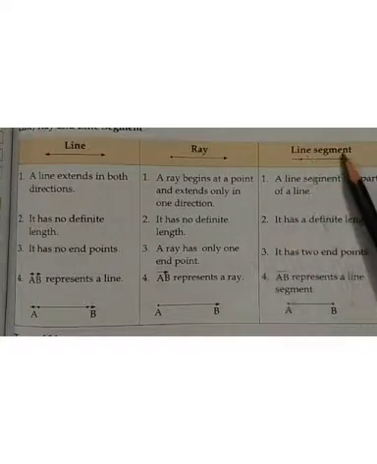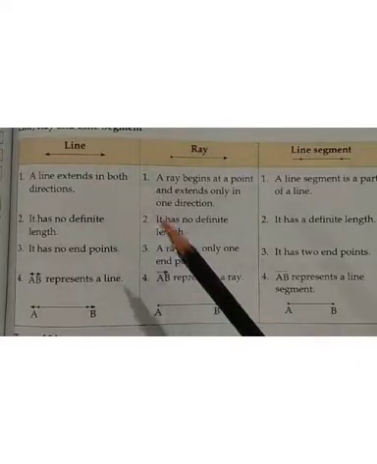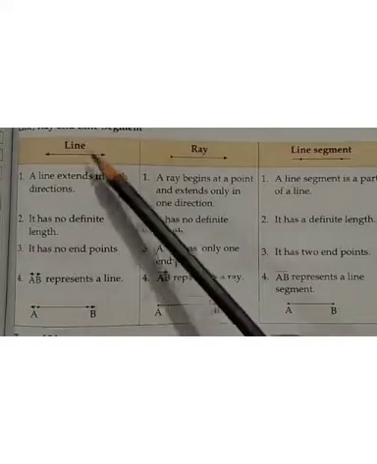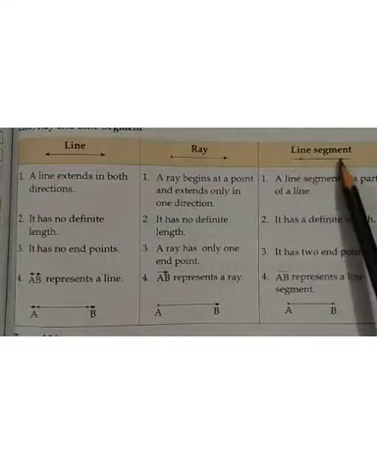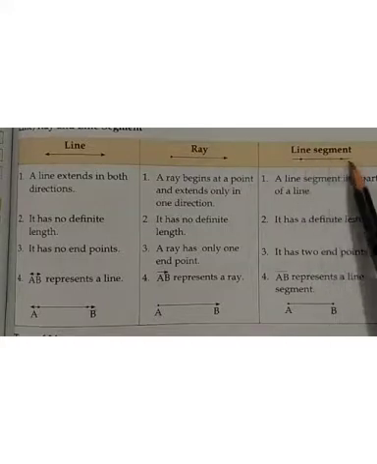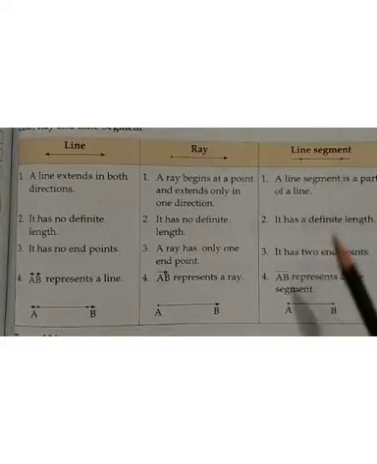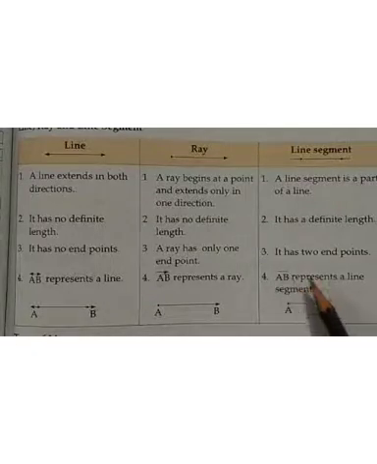The next heading is line segment. A line segment is a part of a ray or a line. It has a definite length because a line segment has two end points. This line segment is represented as AB with a small line above it and no arrow mark. Then you can draw it: line segment AB.